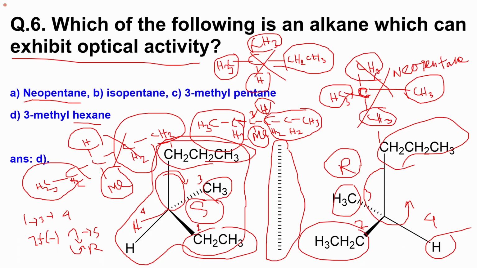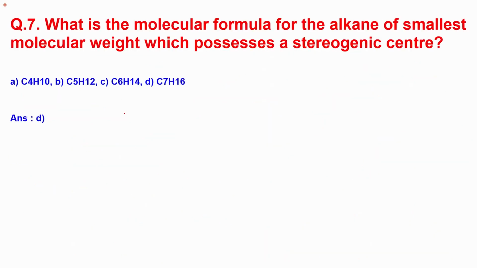So now we can see, this is the question. So this is also not possible. This will also not show the optical activity. This will also not show the optical activity. But only this 3-methyl hexane will show the optical activity for this compound. Now we'll go to the next compound.